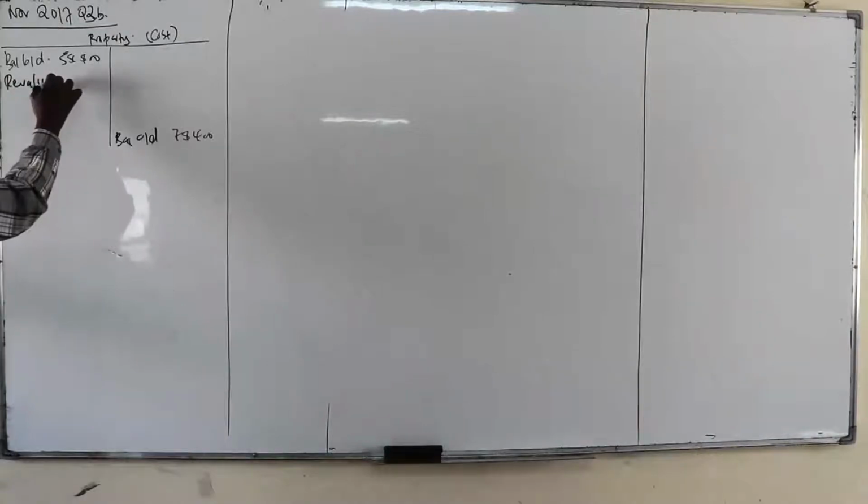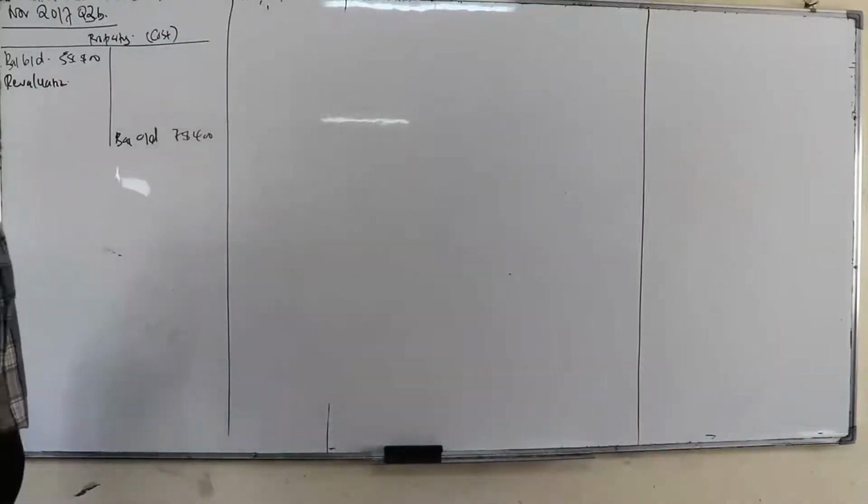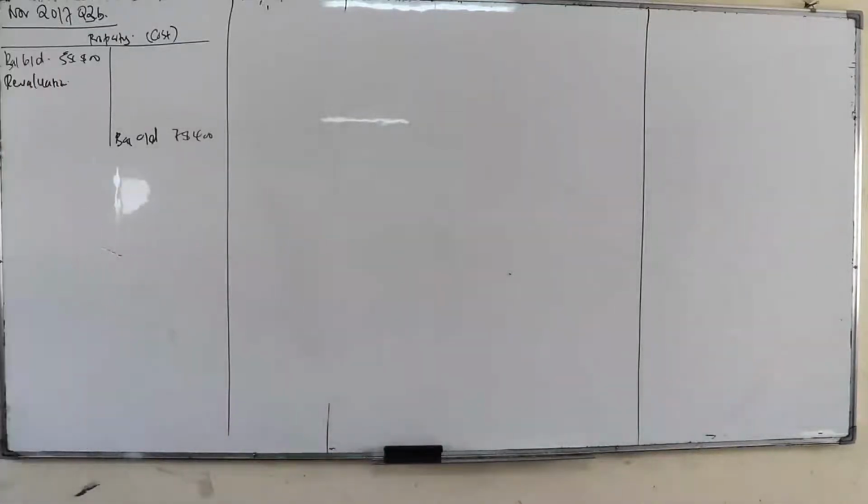You need to check whether there is a revaluation. How do you know that there's a revaluation? They can explicitly tell you that this property was revalued. Or you go to the statement of financial position and check the revaluation reserve. You check last year's revaluation and this year's revaluation. Now there is an increment. Last year it was nil. This year it is 3,500.